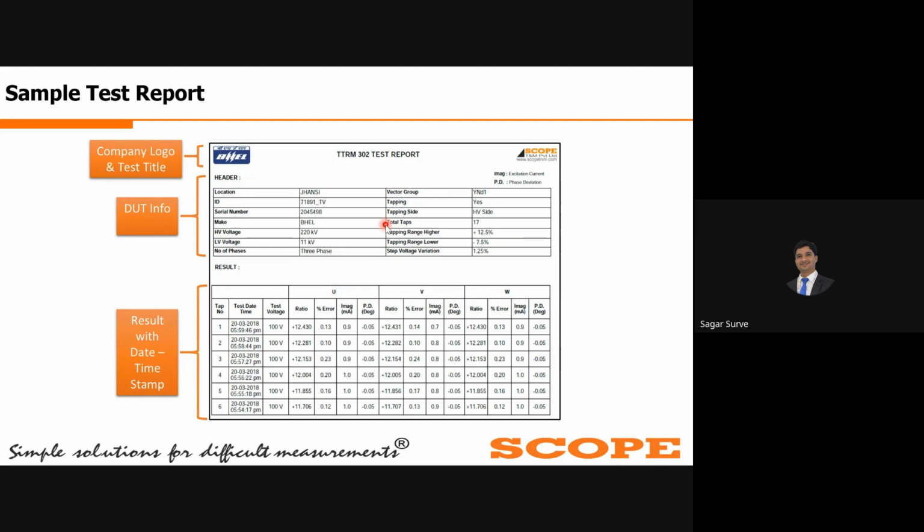And this is the test result generated from the software in PDF form. We can put the company logo along with header options like duty information, then results with date and time stamping.